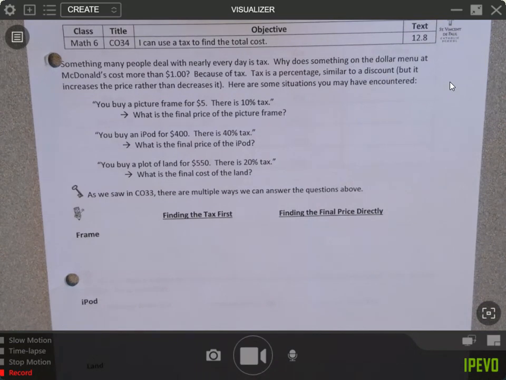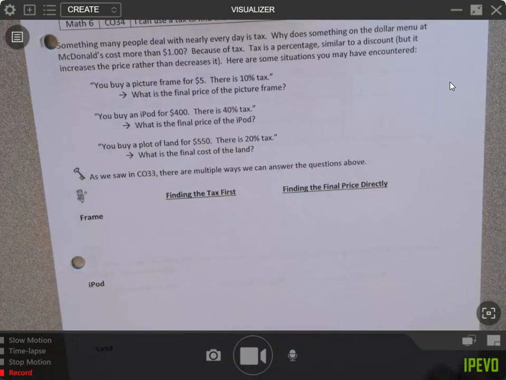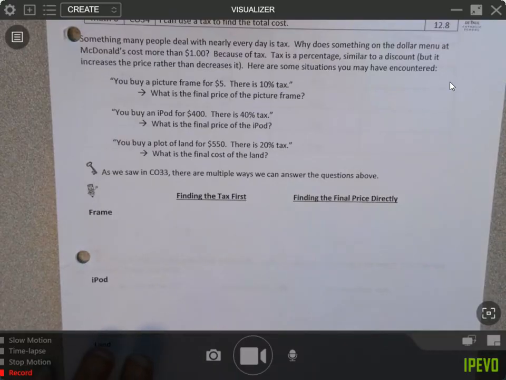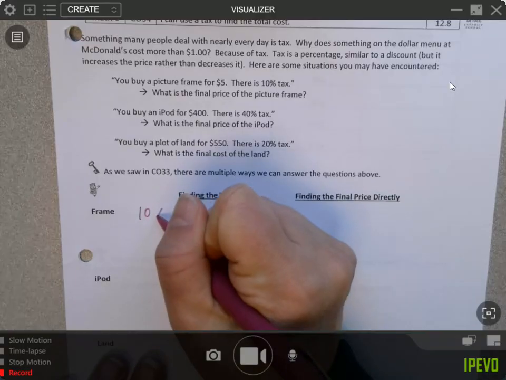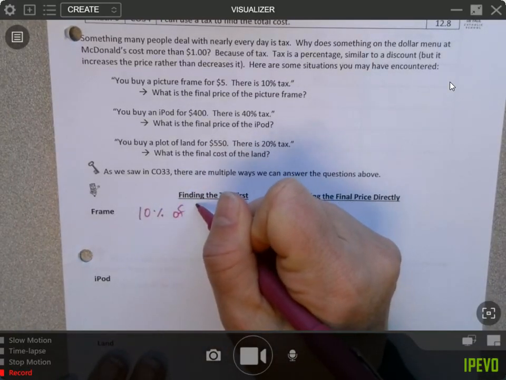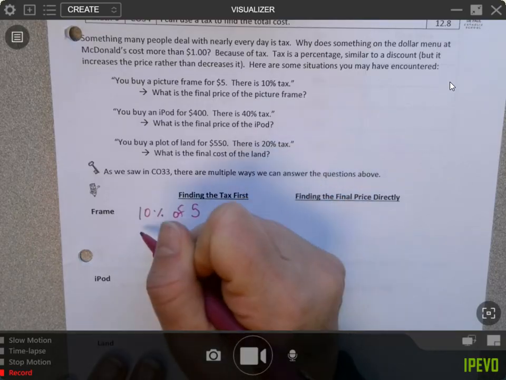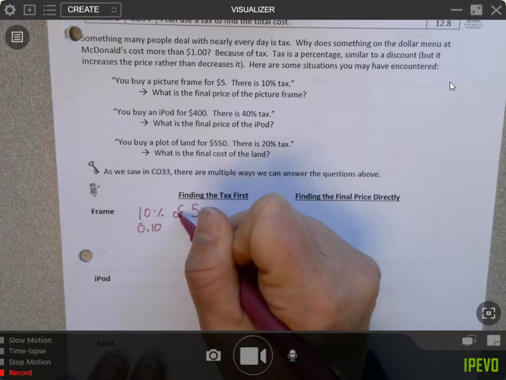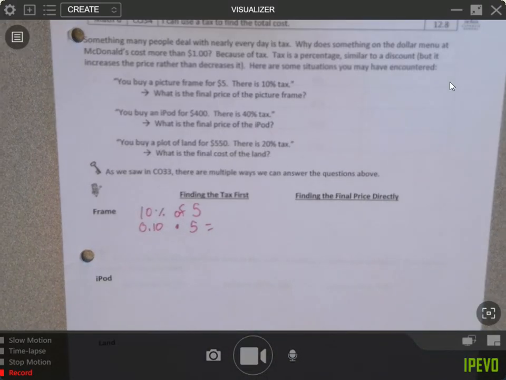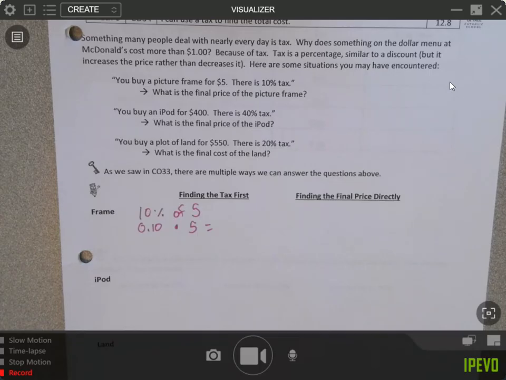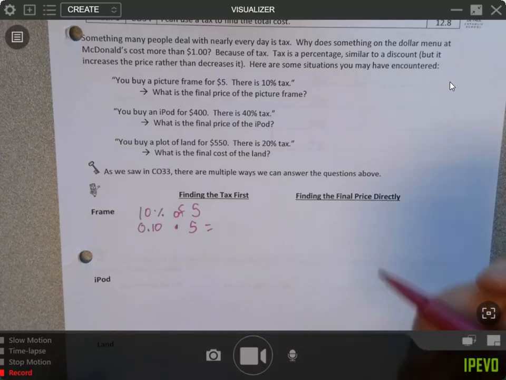For our picture frame, it is 10% tax. So we want to know what 10% of $5 is. Remember that of means multiply. What is 0.1 times 5? That 10%. What is that? Bridget? 0.5.